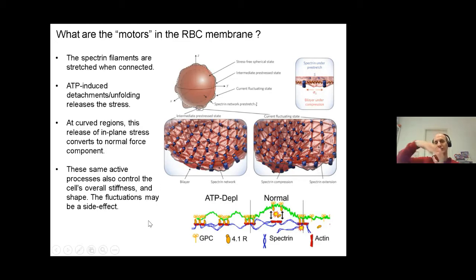Now you could say, okay, but that releases only stress in the plane of the membrane. How will that actually kick the membrane up and down? Well, that could kick the membrane up and down if the membrane is in a curved region. So in a curved region, there is coupling between local stresses and normal deformations. And if you locally release the stress, you are causing some up or down, depending on if you are reconnecting the spectrin or disconnecting it. You can actually give these normal kicks.